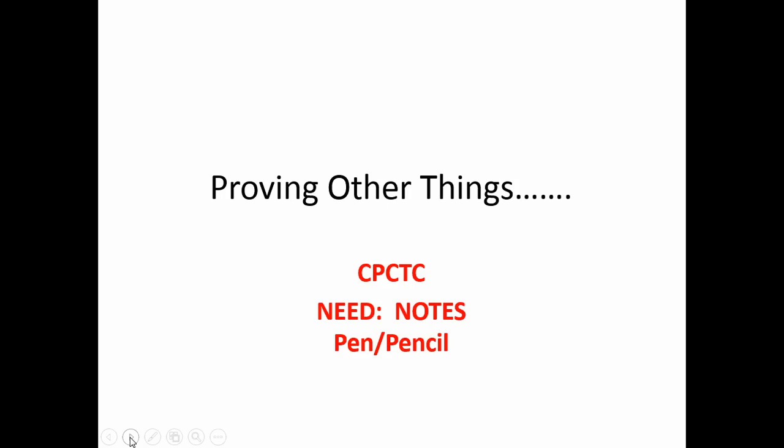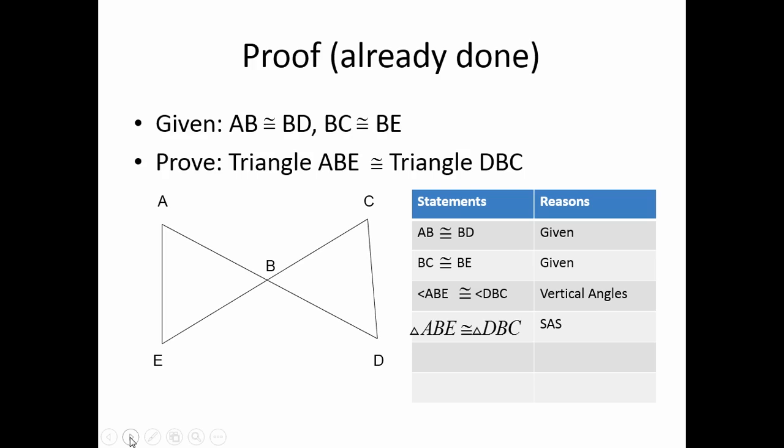For this, you need your notes as well as something to write with. So proofs we have already done. We've done a lot of proofs like this where we were given that certain segments are congruent to other segments, and our goal is to prove the triangles are congruent. And you can see that right here. My goal was to prove the triangles congruent, and the proof shows that the triangles are congruent by side angle side. But what happens when our proof doesn't get to stop right there?